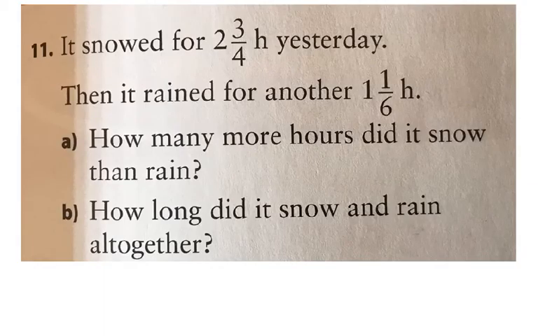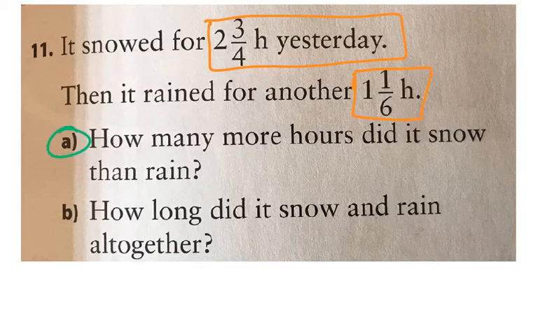Number 11, it snowed for 2 3/4 of an hour yesterday. Then it rained for another 1 1/6 of an hour. 11A, how many more hours did it snow than rain? B, how long did it snow and rain all together? Okay, it snowed for 2 3/4 of an hour. That's what we know. It then rained for another 1 1/6 of an hour. Sounds like Calgary weather. Okay, we're working on A here. A, how many more hours did it snow than rain?